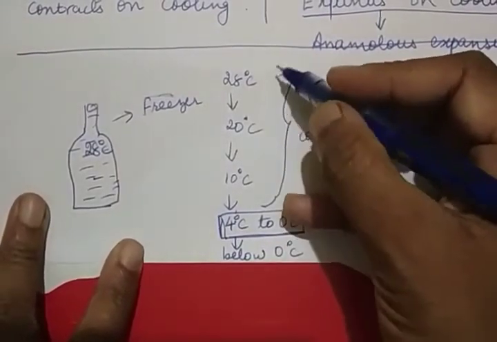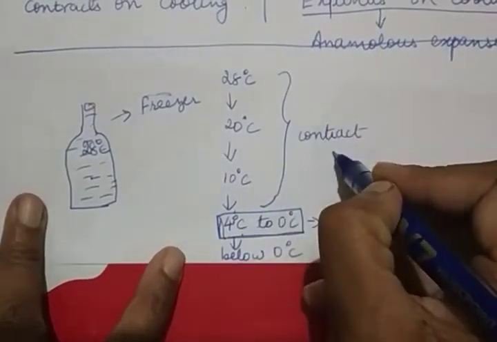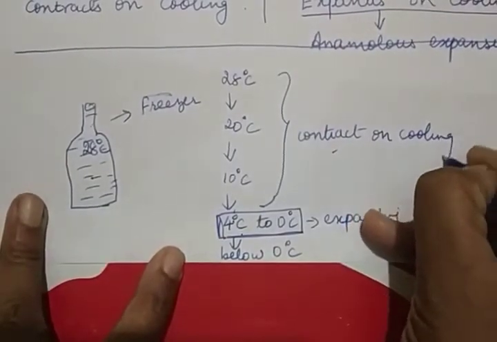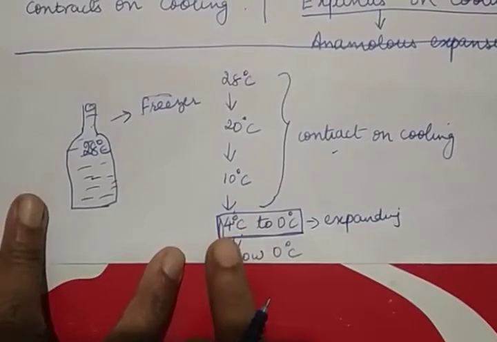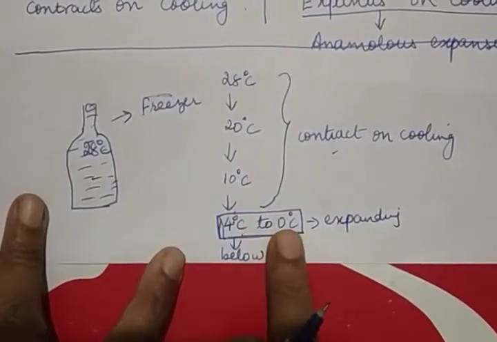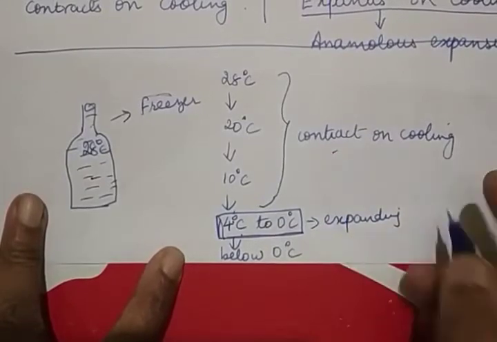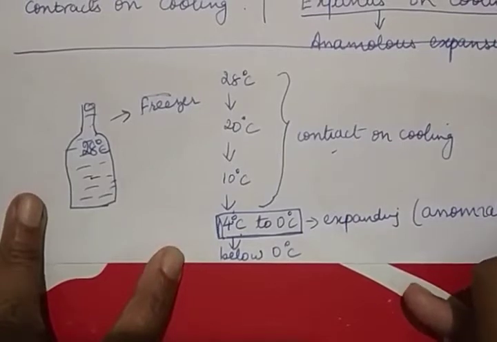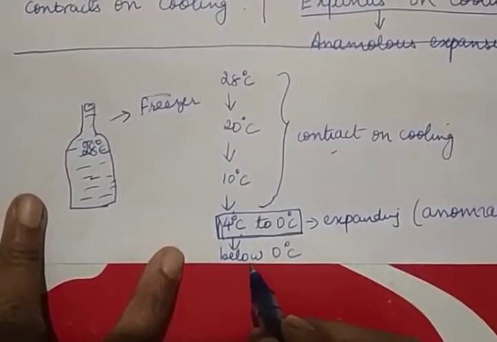Once again, I'll repeat. When water is cooled till 4 degrees Celsius, it will contract. Contract on cooling. But once I cool it below 4, from 4 till 0, instead of contracting, it will expand. And this is called anomalous expansion of water. Then below 0, it will again start behaving in a normal manner.